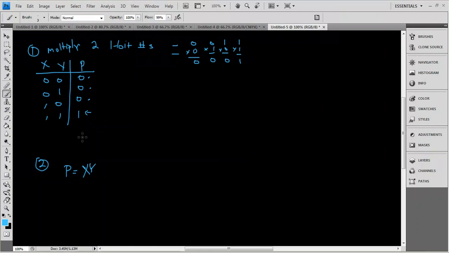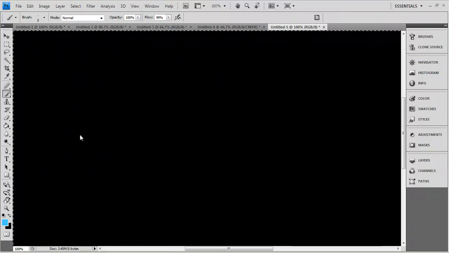Okay. I want to do another problem. I'm trying to remember if there's anything else I want to say before I do another problem. But let's just do one more problem. I think the best thing is just to see multiple examples of this. So let's create another problem.